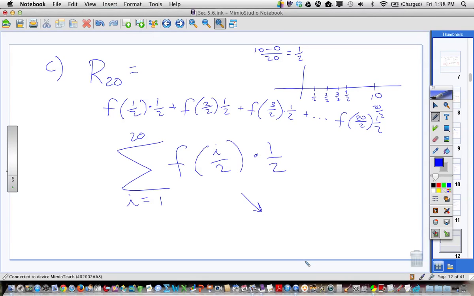When you get to 14 and you need to do a left rectangle, what do you got? 0 to 19. You take this same formula, but you go 0 to 19, and then you'll have left rectangles, because the first one will start at 0, and then here, and then here, and it'll end at 19 halves, which is one short of the right edge, which is what left rectangles do.